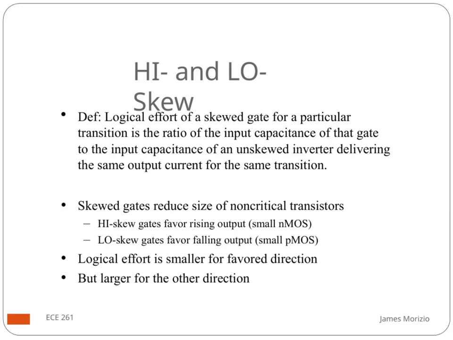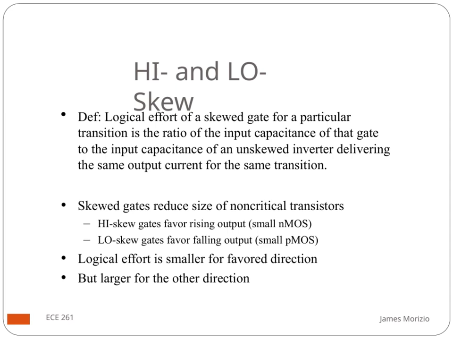Simply put, the logical effort of a skewed gate for a specific transition is the ratio between its input capacitance and the input capacitance of a standard inverter that provides the same output current for that transition. Skewed gates help by reducing the size of the non-critical transistors, making the design more efficient.